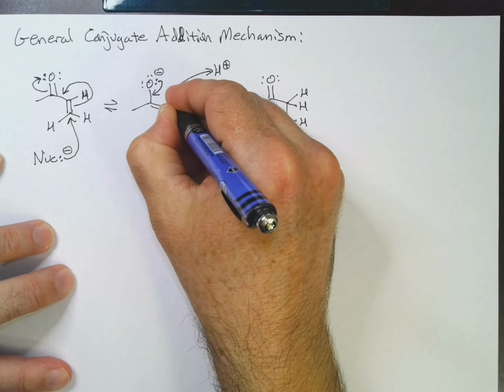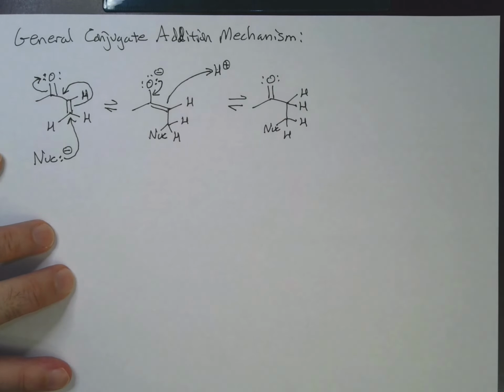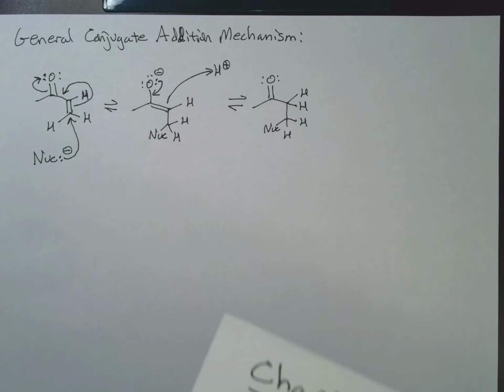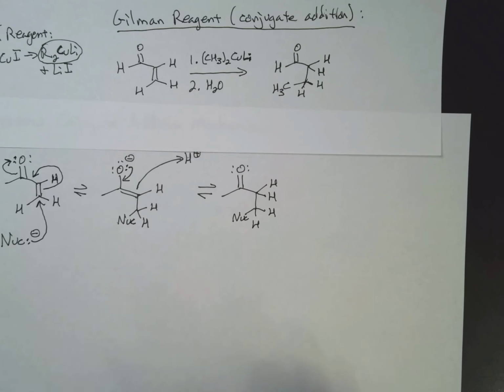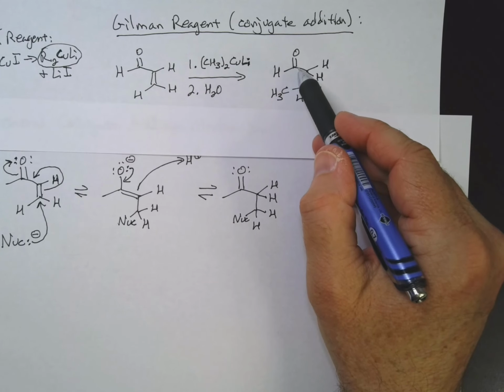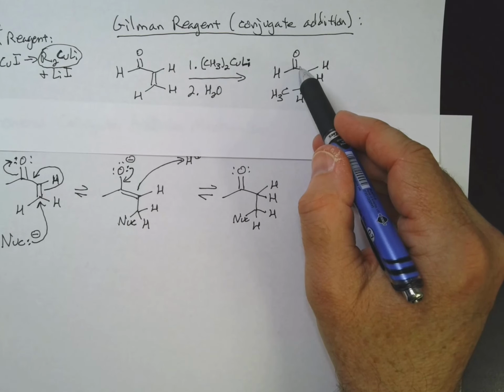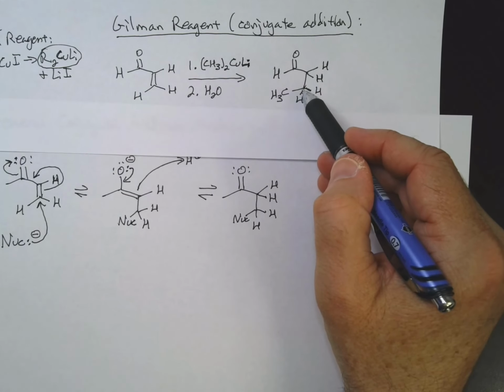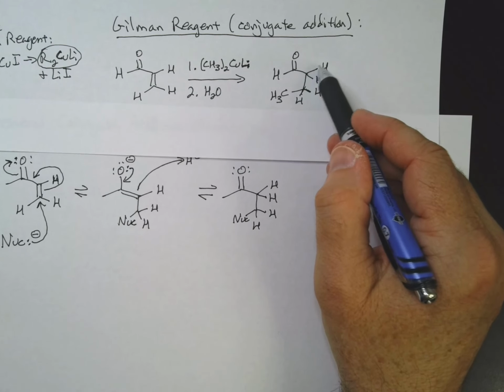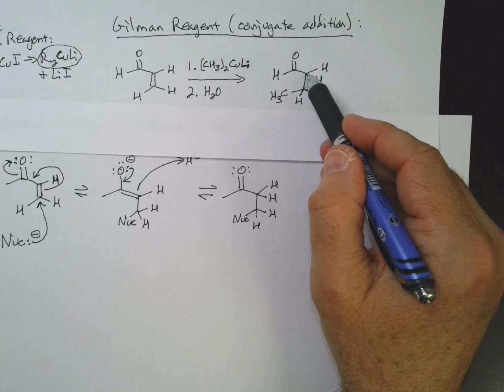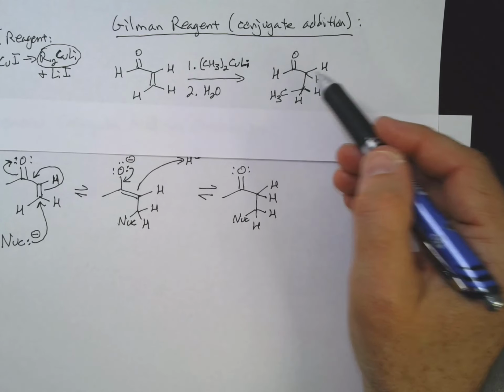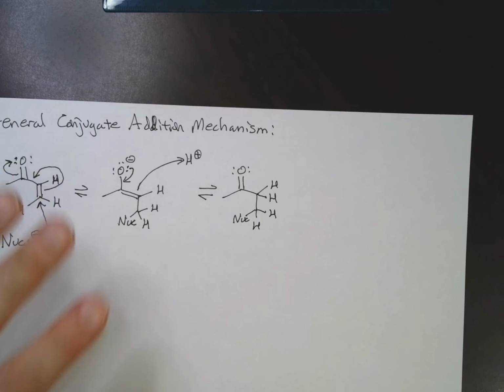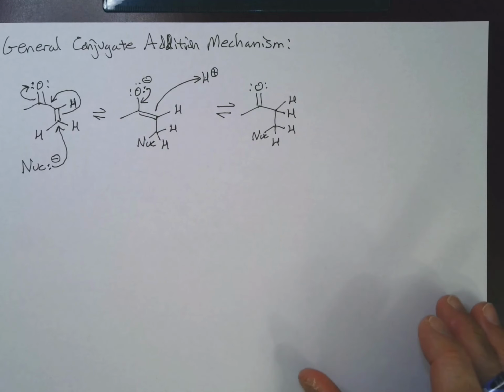But just understand that this is why, when we're doing this conjugate addition here, we keep the ketone at the end. So yeah, we add our nucleophile and then we protonate, but we end up protonating at the alpha carbon instead of on the oxygen. Okay, and this is the mechanism for it.